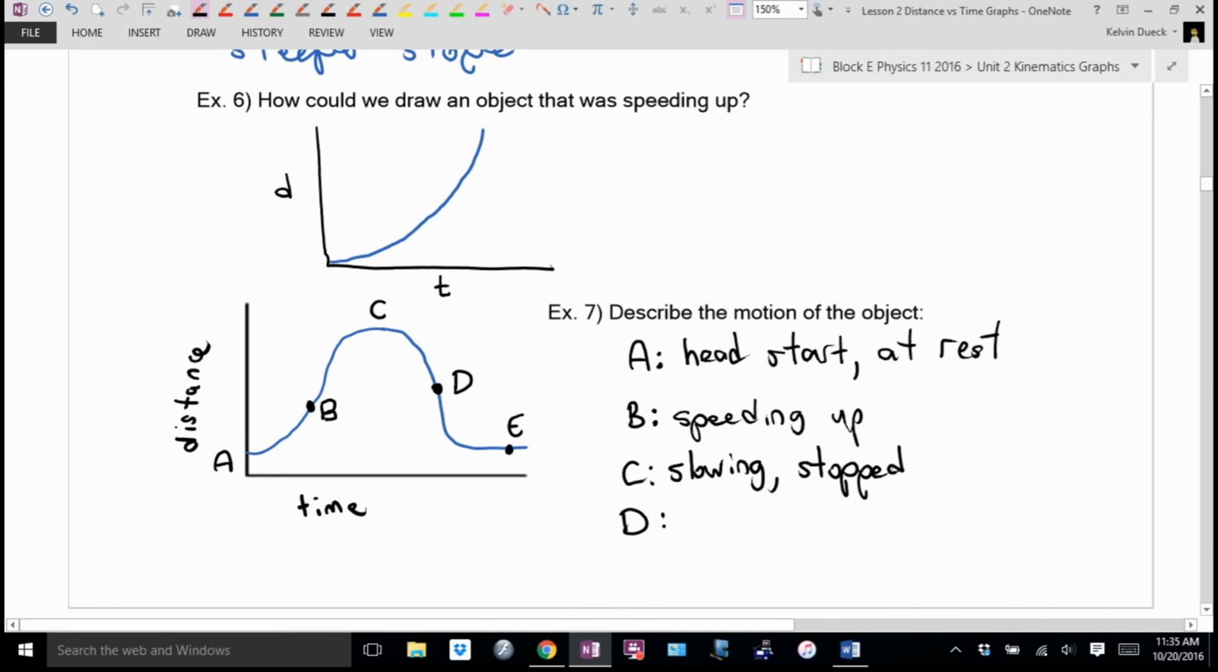D. How is D different from B? What's the big significant difference? I'm not sure it is. Remember, the magnitude of the speed is the steepness. I think it's still pretty steep there. So I think you're still going fast. Luke, what? Direction. Speeding up. Backwards.